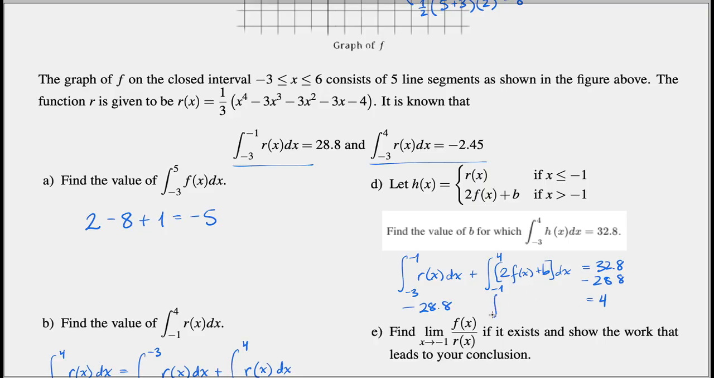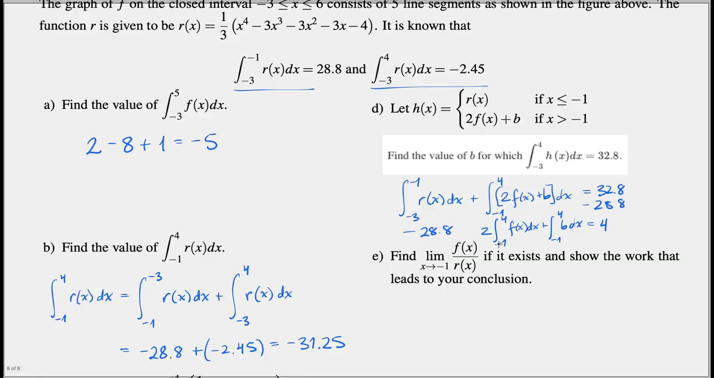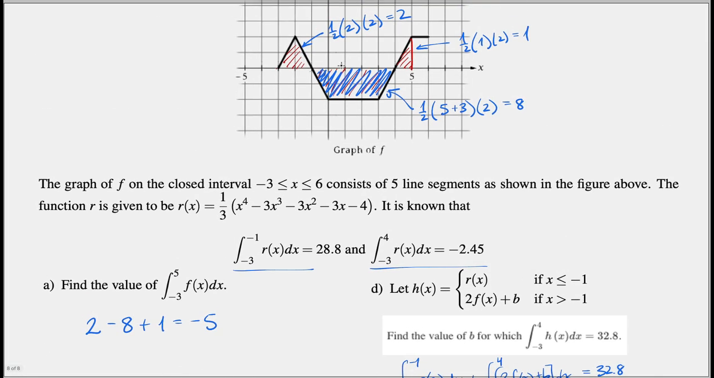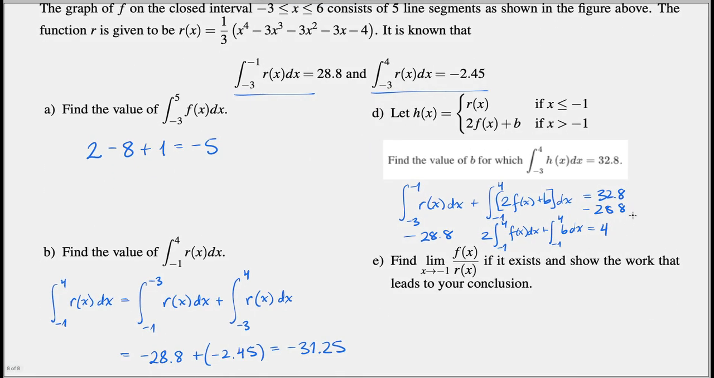Now, let's go ahead and do what we have. We have 2 times the integral from negative 1 to 4 of f of x, and then plus the integral from negative 1 to 4 of b. I'm kind of out of space here. Now, the integral from negative 1 to 4 of f of x, we've already done that. That was this thing right here. That was negative 8. So this is 2 times negative 8.